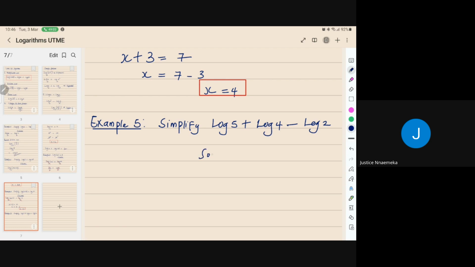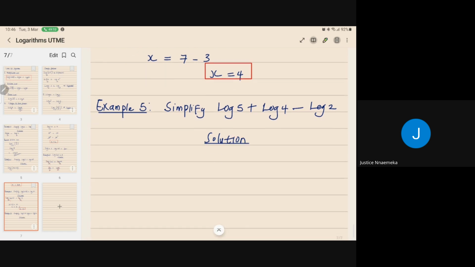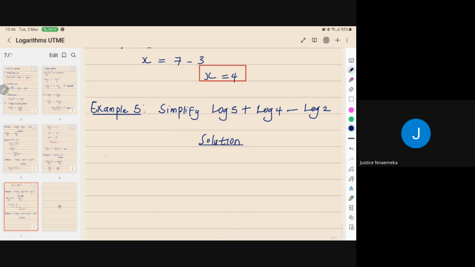Now you could see that all of them have the same base. It becomes a problem when they don't have the same base. In other words, this simply means we're doing log 10, because if the base is not given, that simply means we're working with base 10 there. Then log 10 4 minus log 10 2. So it is expanded. We need to find a way to condense it. At every point in time, always find a way to condense.